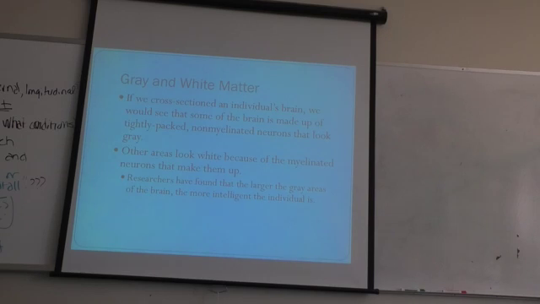Now if we do the same thing with the spinal column, we see the very opposite. In the brain, the gray matter is on the outside and the white matter is on the inside. The spinal column is the opposite. White matter is on the outside and the gray matter is on the inside.